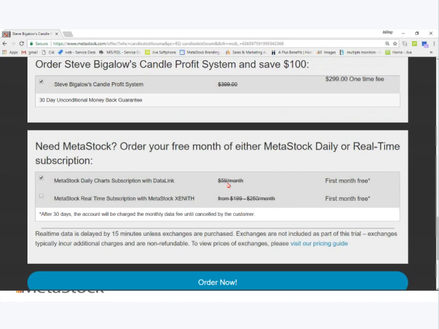When you actually go into the order process, it's going to ask you what data you want. The options are North and South America, Europe, Middle East and Africa, and Asia Pacific. So you just select the region of data that you want, and for $59 a month, you get MetaStock, and you'll already own the candle process system. Okay. The real-time option comes with not only MetaStock, it also comes with a product that we call MetaStock Zenith.